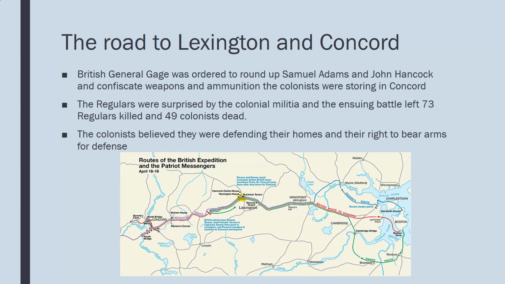So of course we know the story. Again, I'll go into more detail in the next video, but what you see here is after these two skirmishes, you've got regulars that are going to be surprised by the colonial militia, and there'll be two battles, one at Concord and one at Lexington, that will leave 73 regulars killed and 49 colonists dead. So really the message is that the British are willing to attack their own people, and the colonists are willing to defend their home.